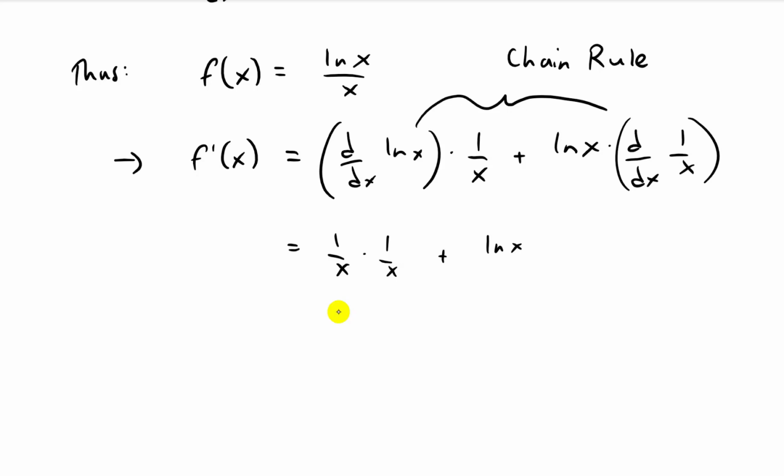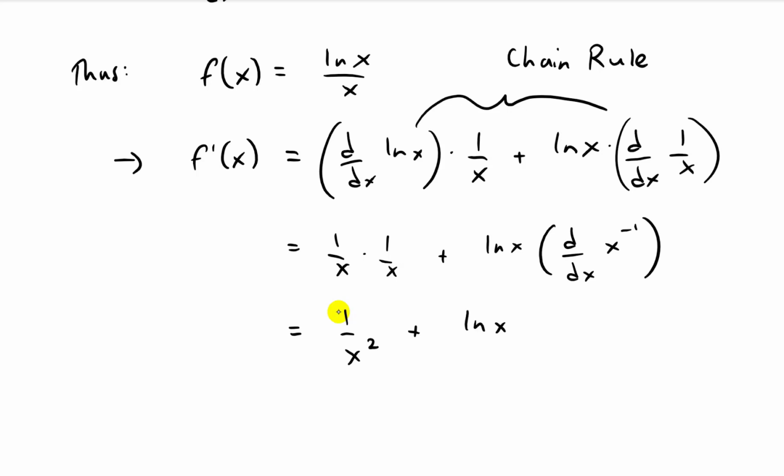Let's just do this in more detail. It's easier to take the derivative by flipping this above so you don't have a denominator. So d over dx of x to the power of -1. Let's keep going. This is 1 over x times 1 over x, which is 1 over x squared, plus ln x.